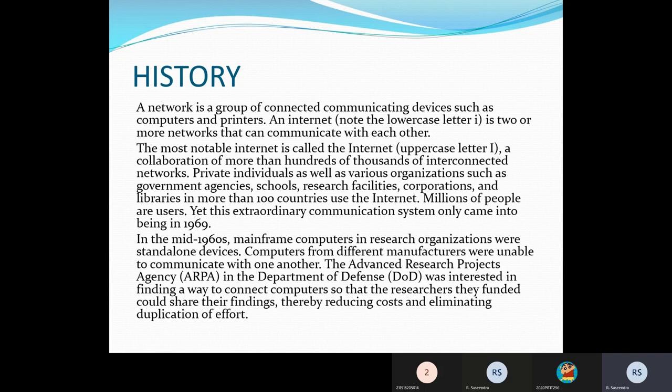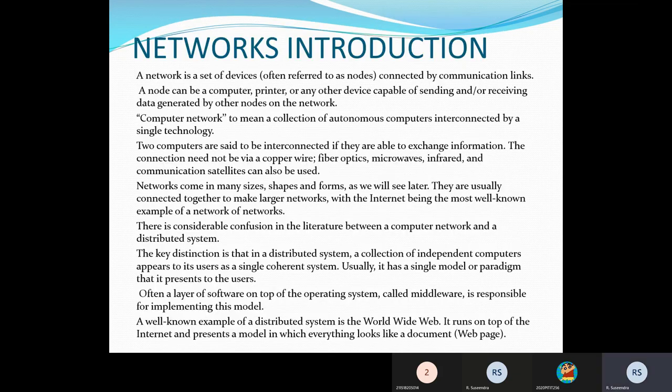It has become a part of our life, right? The network is stitched into our day-to-day life. Okay, in the mid 1960s. Sorry.